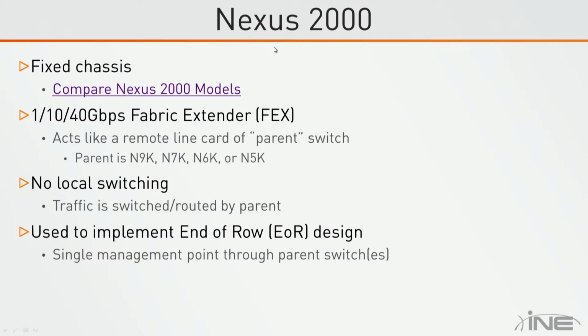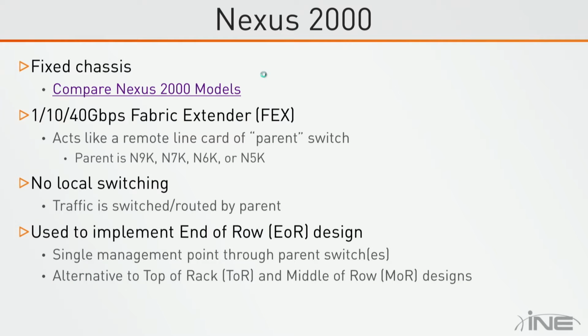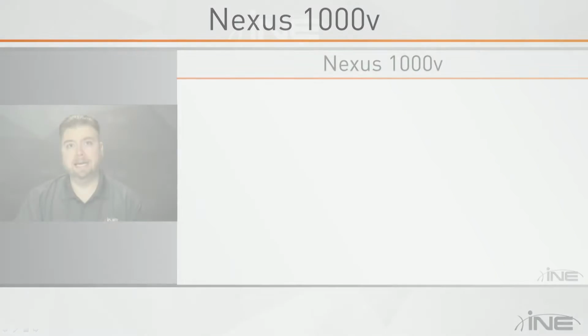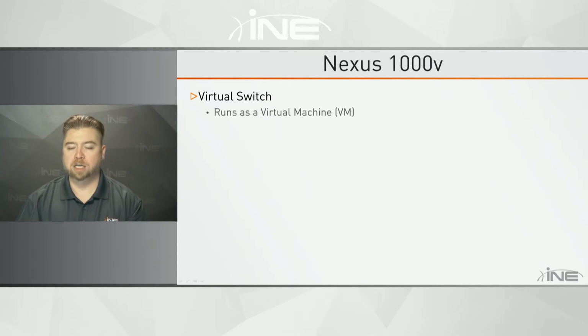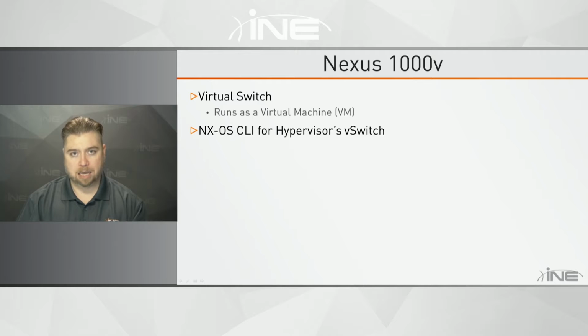Okay, the last platform that we're going to be looking at within the Nexus line is going to be the Nexus 1000V or the Nexus 1KV. Okay, Nexus 1000V is going to be a virtual switch or a V switch that is running as a virtual machine on top of a hypervisor. Now, in our particular case, the hypervisor we're going to be using is VMware ESXi, but Nexus 1000V is also supported on Microsoft Hyper-V, and it's also supported on Linux KVM.